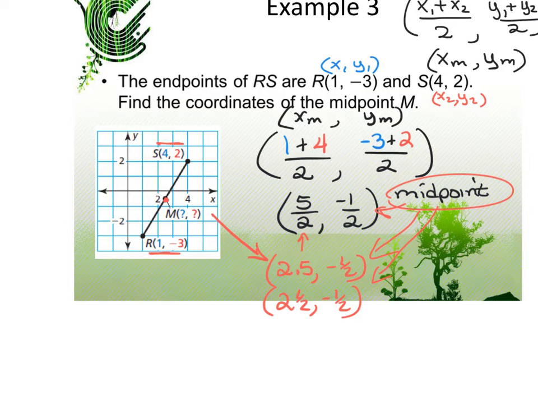Okay, so watch your copying. On our next slide, this time they're going to give us the midpoint already calculated. They'll give us one endpoint, and we're going to be looking for the second endpoint. We're still going to use the midpoint formula, but we're going to modify it a little bit, or solve for a different variable.